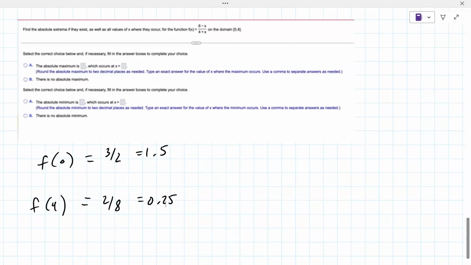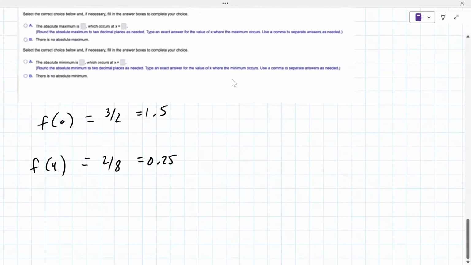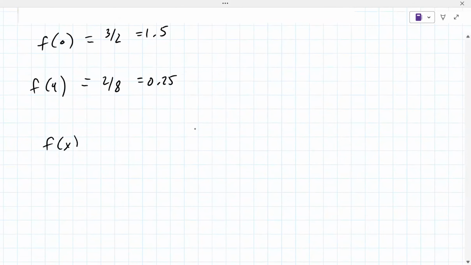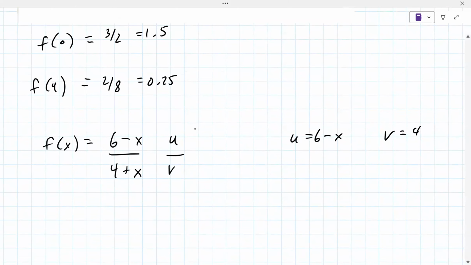All right, so then you have to take a derivative, and this is where you've got to remember all your derivative rules from before. f of x equals 6 minus x over 4 plus x. So this is a quotient rule problem. There's a top and there's a bottom. So the derivative of the top is -1. The derivative of 6 is 0, and negative x gives -1. On the right here, the derivative of 4 is 0, and the derivative of x is 1.